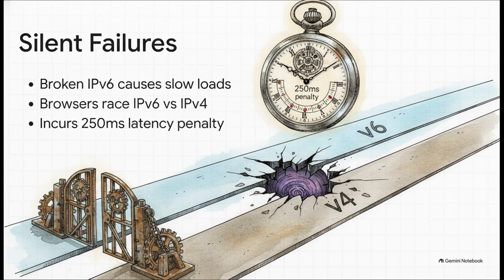So what does that mean for you? It means a broken IPv6 path is secretly slapping a 250 millisecond latency penalty on literally every single connection attempt. Your end users aren't going to put in a ticket saying the network is down. They're just going to complain that the internet feels incredibly sluggish.